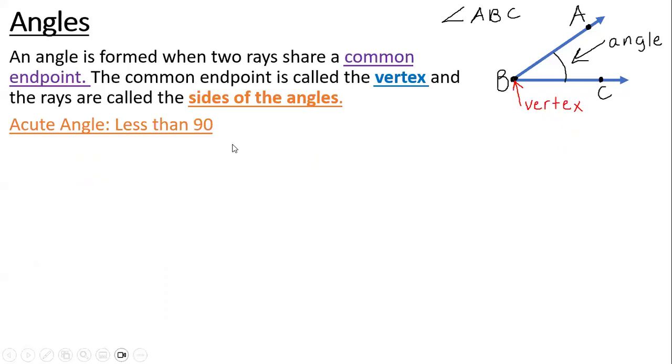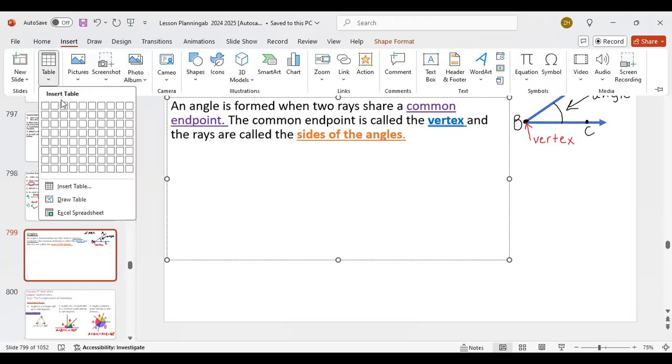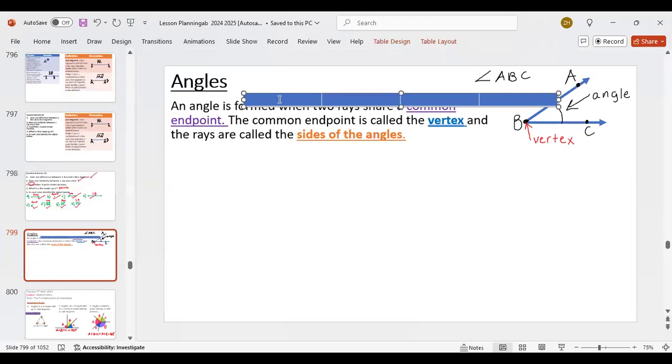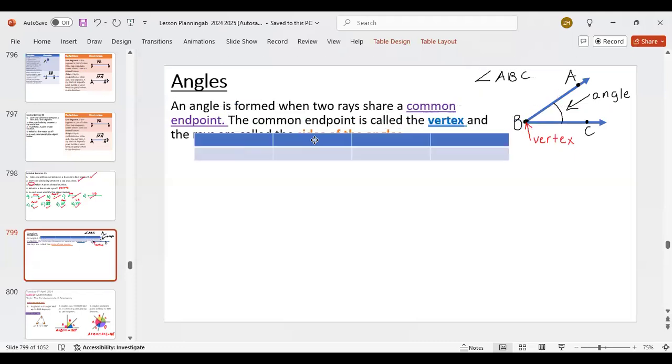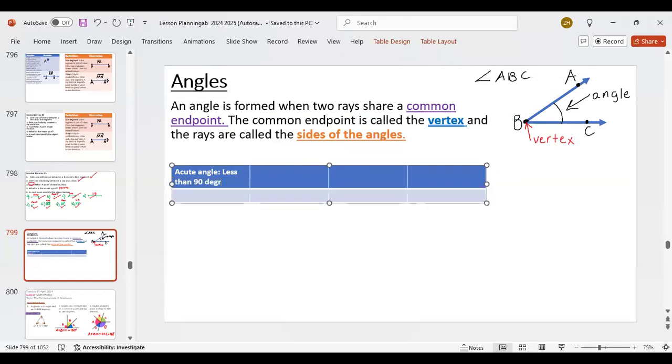So that means, you know what? We should draw a table because I want to show you all different examples of it. I'm only going to do 4. So let me insert a table below. There we go. So the first one is acute angle. And we said acute angle is what? Less than 90 degrees. Acute angle is less than 90 degrees.